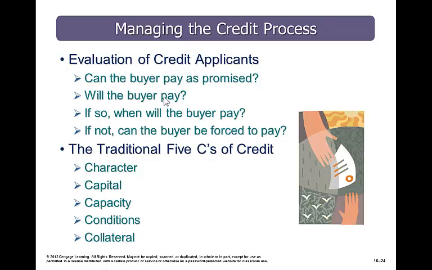The traditional 5 C's of credit are character, capital, capacity, conditions, and collateral. These are the 5 C's that all major lenders use to qualify their folks who are taking loans with them.